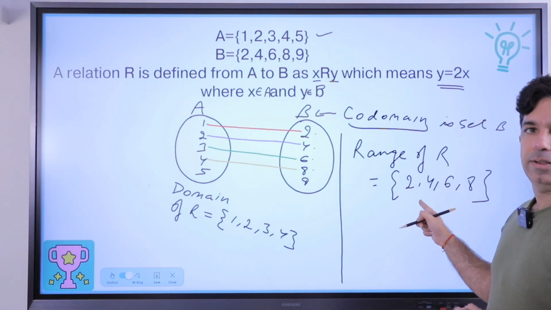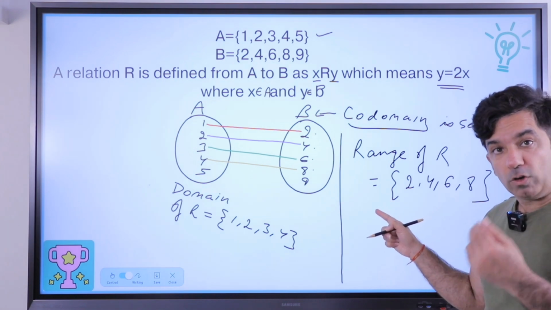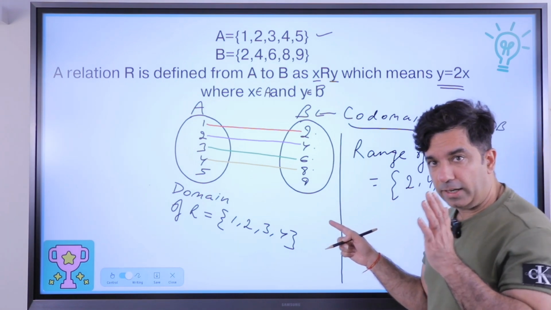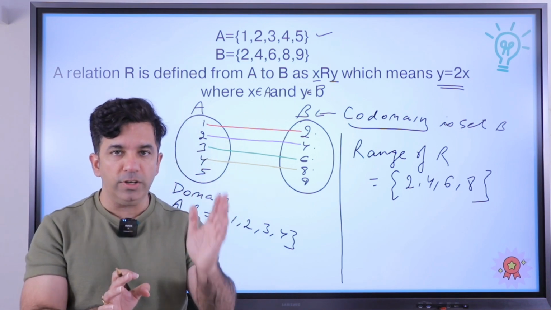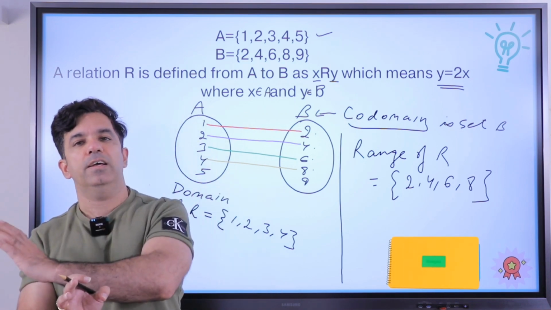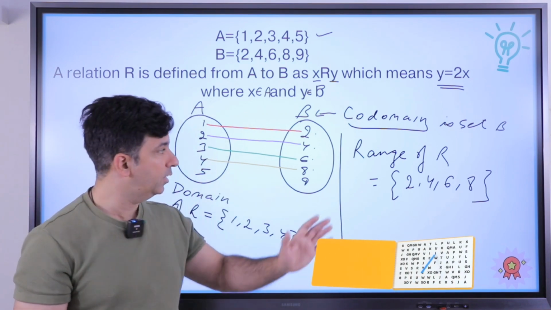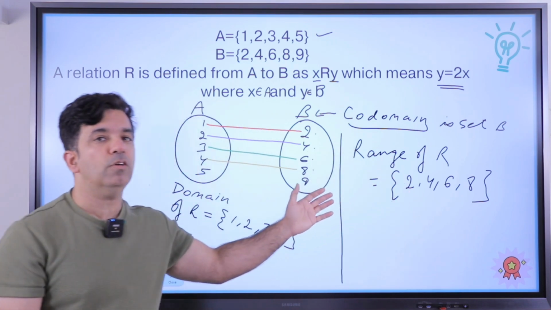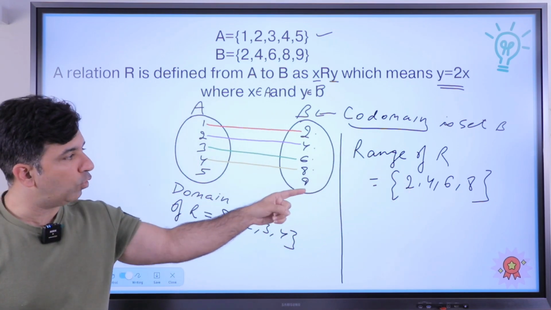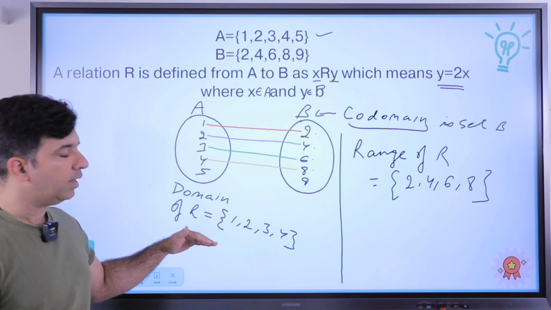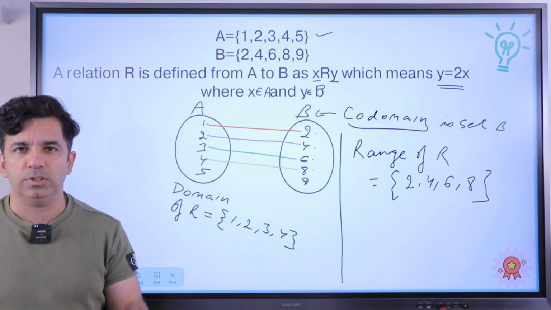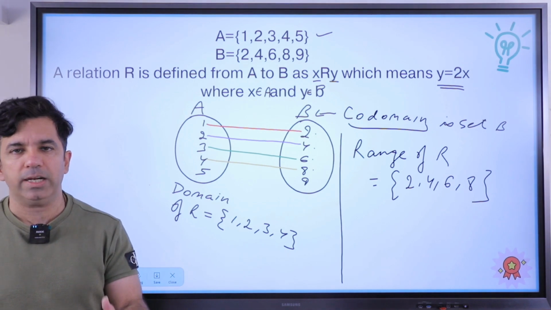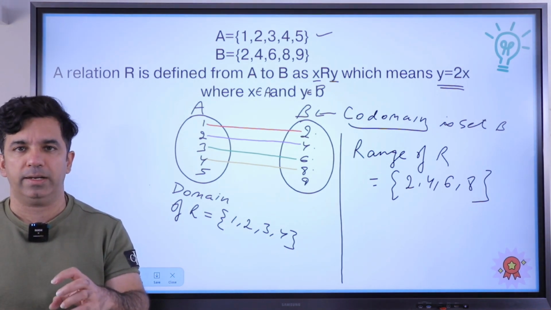9 wouldn't be there. Range is what? Just make yourself speak this line: range of a relation is those elements in the codomain which have a connection with the set A. Exactly, this is the definition. So in this case the range of this relation is these 4 numbers 2, 4, 6, 8, and this is the domain. We are going to look at this example and use it so many times that ultimately it will seep into your mind.